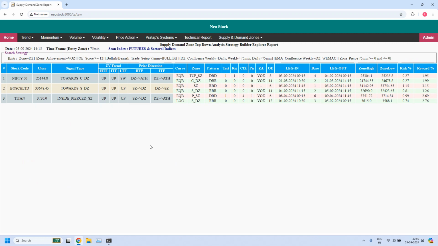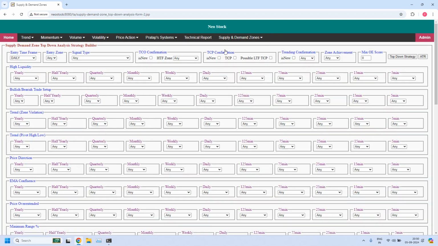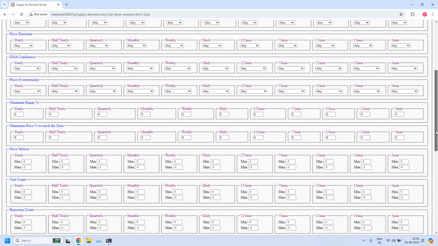Okay, this is about weekly income trade, bullish trade setup. Next, weekly income trade, bearish trade setup. Entry time frame is 75 minutes. Entry zone, supply zone. In bullish or bearish trade setup at 75, I am selecting bearish. This 75 minute supply zone should not be pierced.